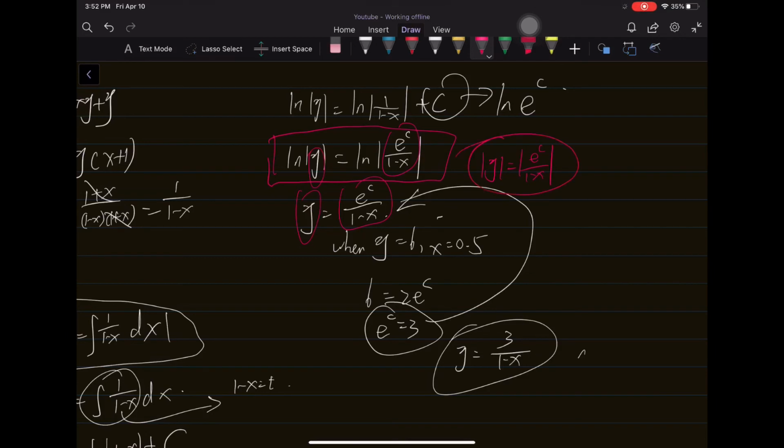I used to make this mistake. Just simply take out this, because if we no longer have ln, then we no longer need to worry about the absolute value.